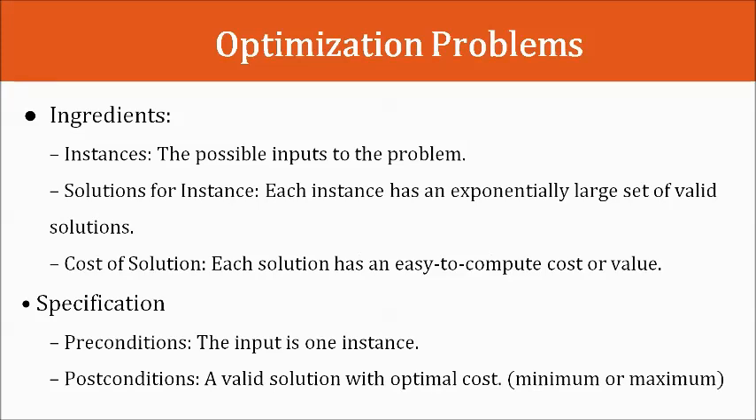So optimization problems, ingredients: instances, the possible inputs to the problem, and a solution for the instance. Each instance has an exponentially large set of valid solutions. Cost of solution: each solution has an easy to compute cost or value. Specification: we have the precondition and postcondition. For the precondition, the input is one instance. Postcondition, a valid solution with optimal cost.